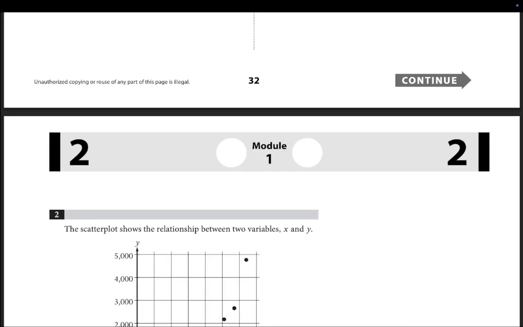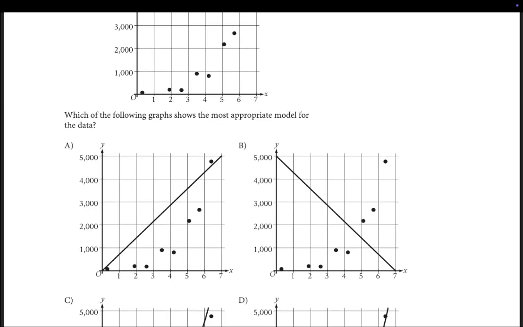The question states, the scatter plot shows a relationship between two variables, x and y. Which of the following graphs shows the most appropriate model for the data? So we're going to draw a line of best fit right here, which is going to look like this. So now we're going to look through our answer choices and find which line best represents this line of best fit that we drew right here.